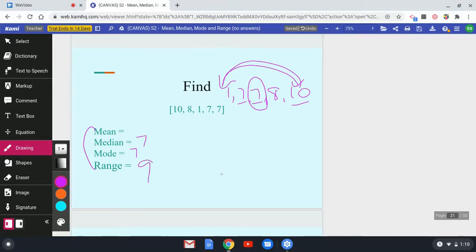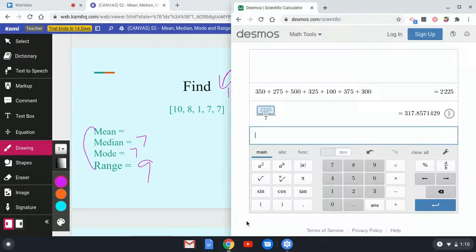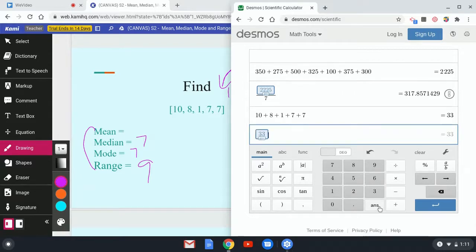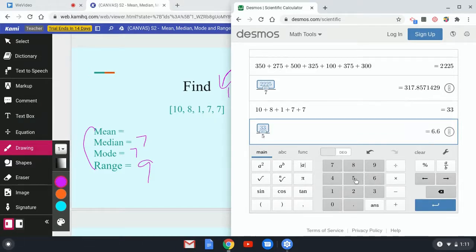Now, the mean. We add and divide, right? So let's pull our calculator back up and let's add them. 10 and 8 and 1 and 7 and 7 equals 33. Remember that magic answer button? Click on that. You add and divide for the mean, so I have to do 33 divided by 5. And the mean is 6.6.